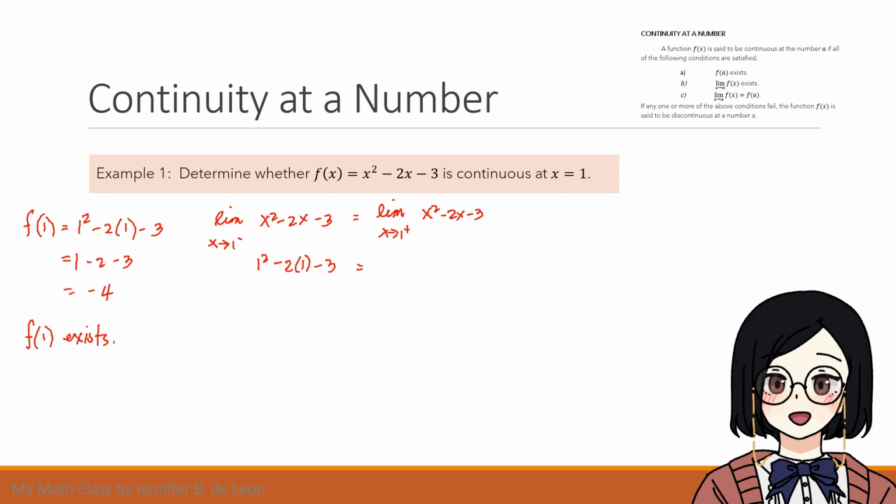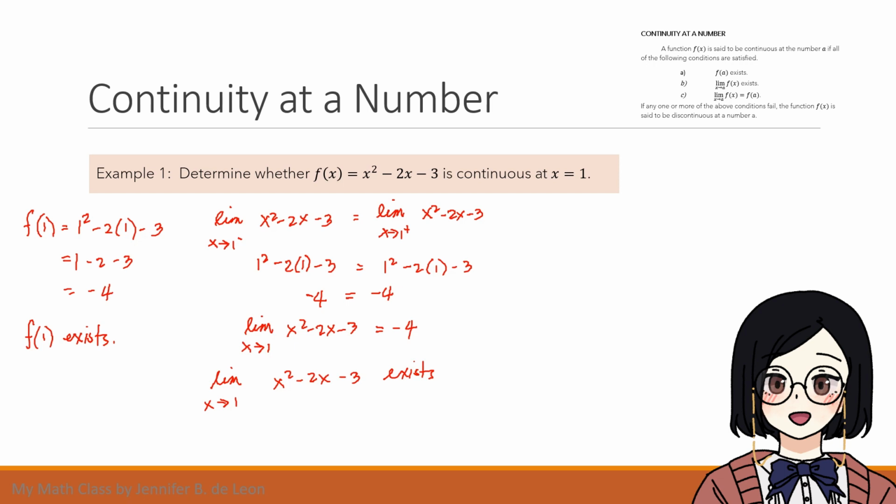We also evaluate the given function at x equals 1 from the other side, so we can see that they are both equal to negative 4. Hence, we can say that the limit of x squared minus 2x minus 3 as x approaches 1 is equal to negative 4. Hence, the limit exists. We can see that the given function satisfies the second condition.